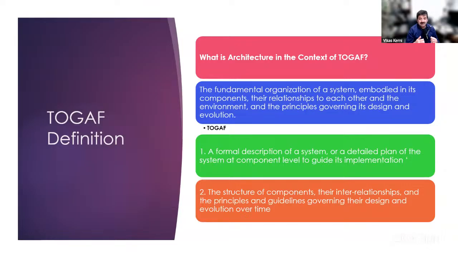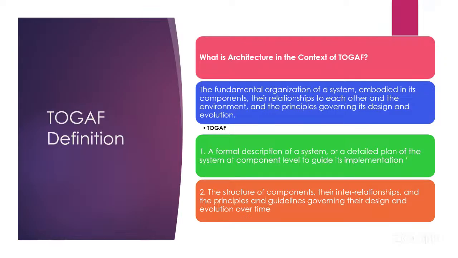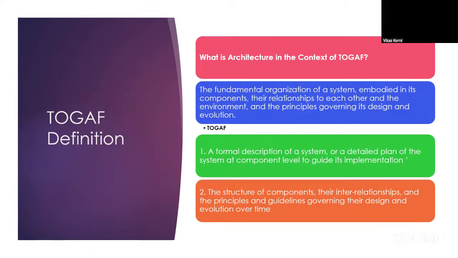So, what is the definition of architecture? Aditya, you want to say something? No. Okay. So, what is the definition of architecture? I think most people have different answers. So, the standard definition is the fundamental organization of a system embodied in its components, their relationships to each other and the environment, and the principles governing its design and evaluation.